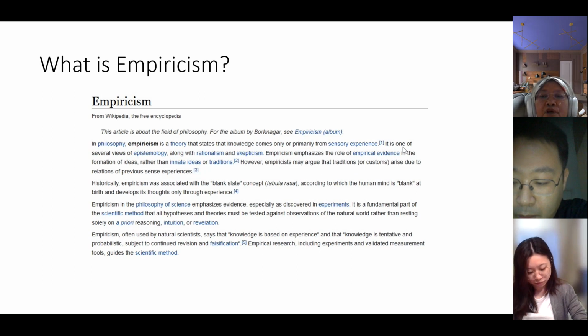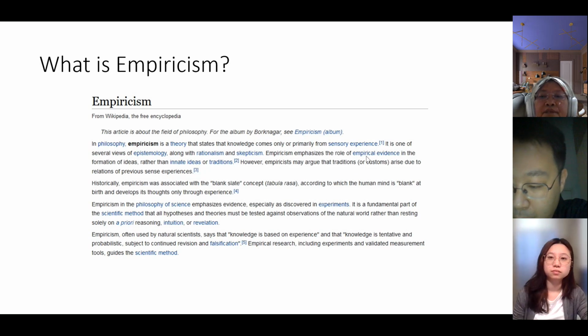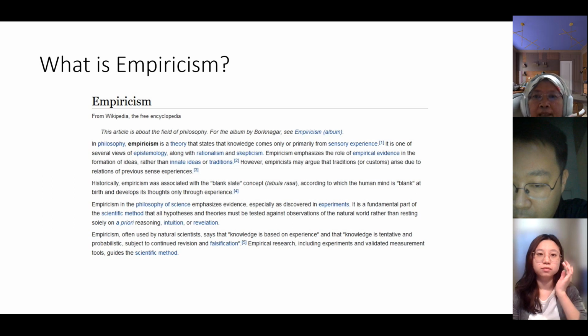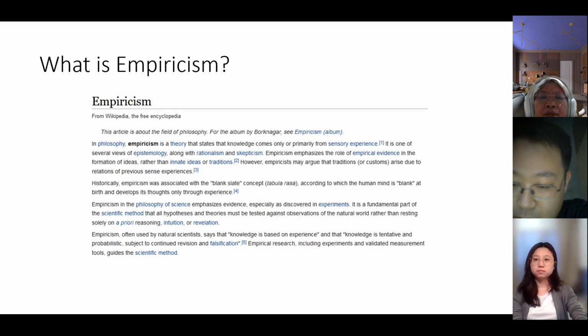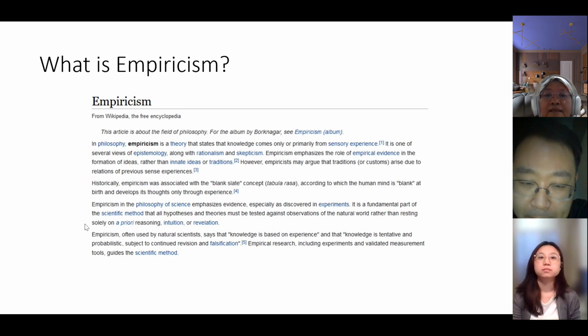So when we talk about empirical evidence, it means we have the data that we collected either in the lab or outside. So there'll be data that you can use as evidence rather than innate ideas. Innate ideas means we are born with it. Innate ideas like language. Language is innate.